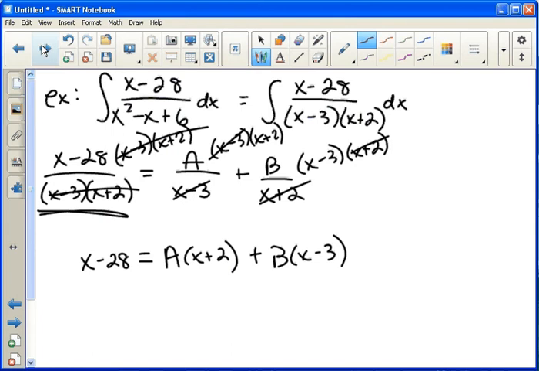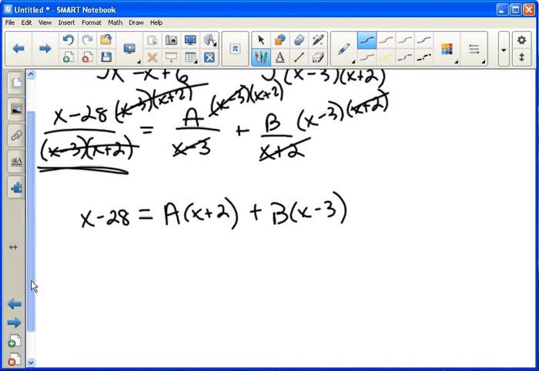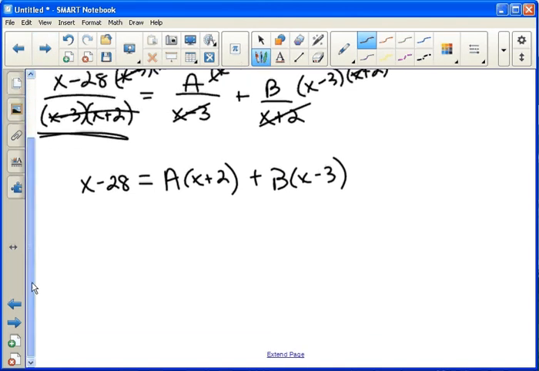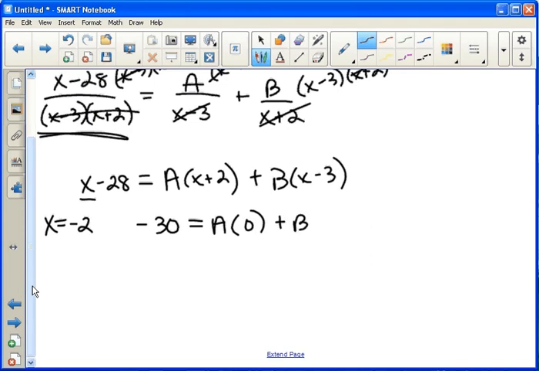Okay, once again, we get to this point, we're trying to find convenient values of x. So in this case, I'm going to use negative 2 first. Notice I need to plug it in on both sides. So I plug it in here, and I get negative 2 minus 28, which is negative 30, equals a times 0, negative 2 plus 2, plus b times negative 5. Negative 2 minus 3 is how I got that. So this clearly just cancels out. And if I divide both sides by negative 5, I get b equals 6.